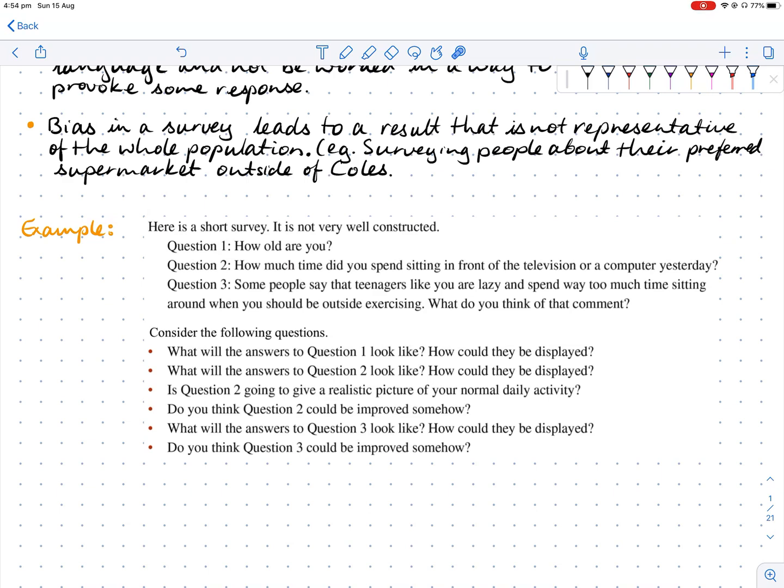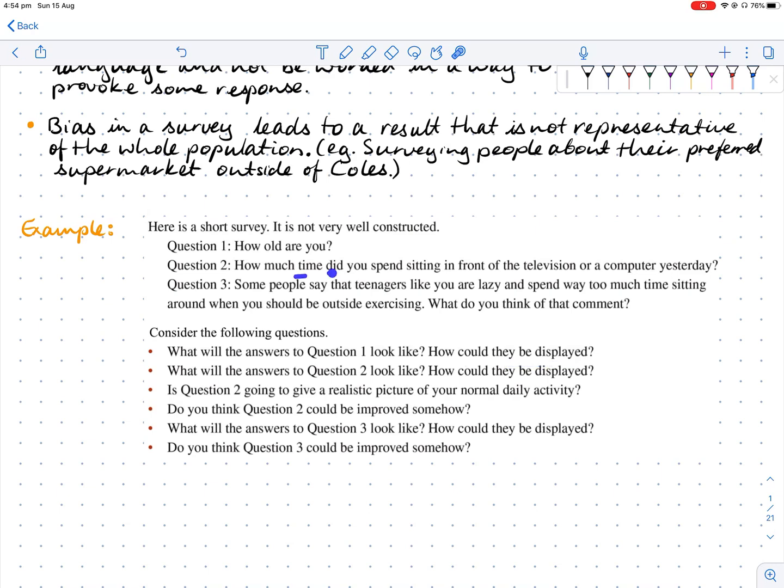So here's just a couple of questions. These are from your textbook for you to think about. So here's a couple of survey questions, and just for you to consider some of these issues about the questions that have been given. So the first question was, how old are you? So one thing that you need to think about is, what will the answers look like? How would you be displaying these questions?